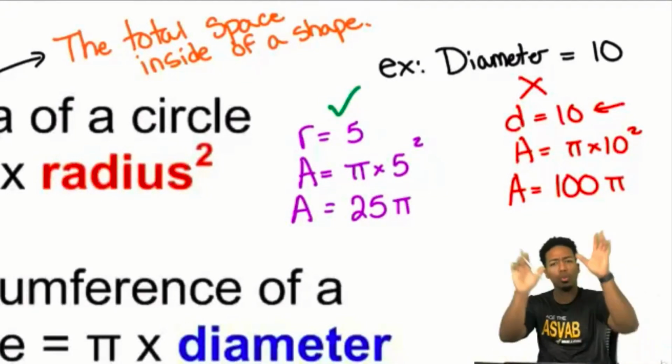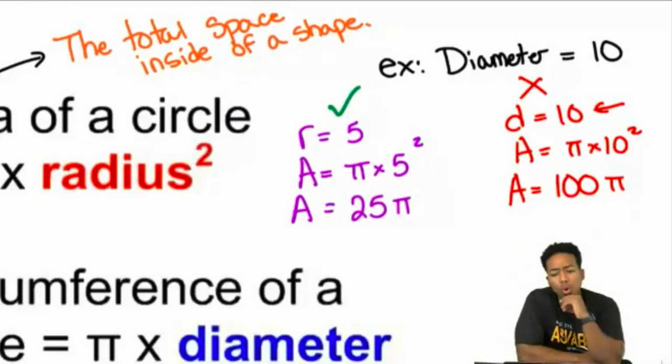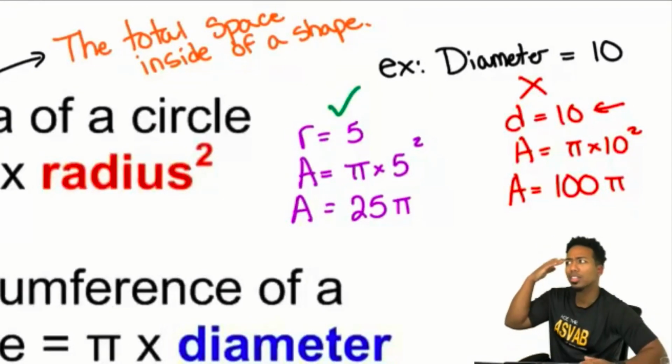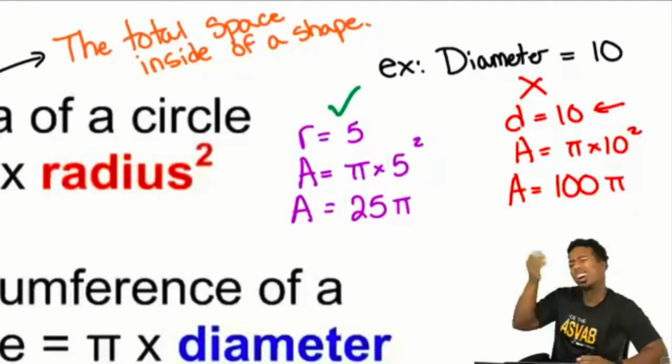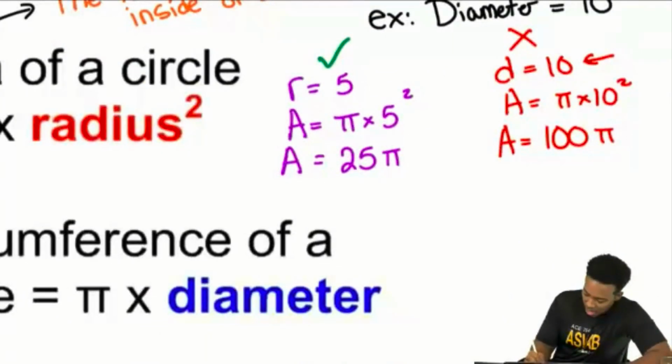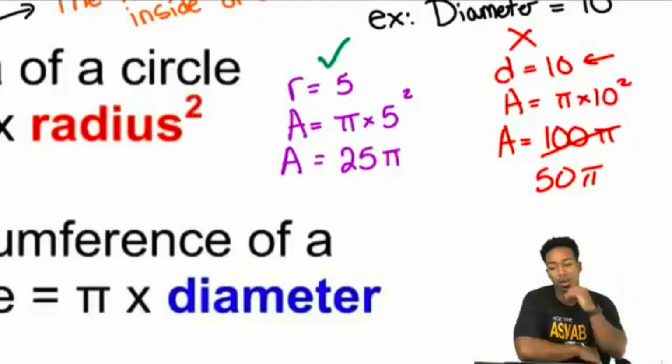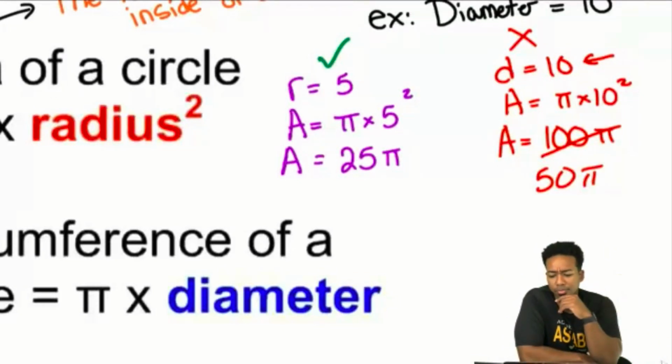Okay, I just want everybody to pause for a second. Question, everybody: let's suppose we were in Jose's shoes and Jose decided, I'm going to use the diameter first, plug it into the formula, and then afterward cut it in half, because I know the diameter is double the radius. If I cut it in half now, I get 50 pi. What's the problem with that, everybody? What's the problem?